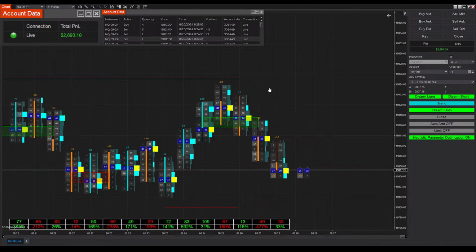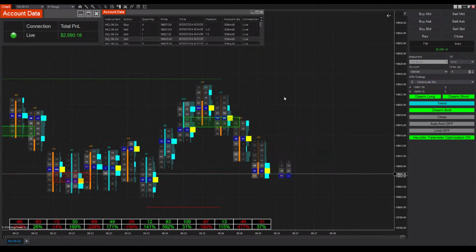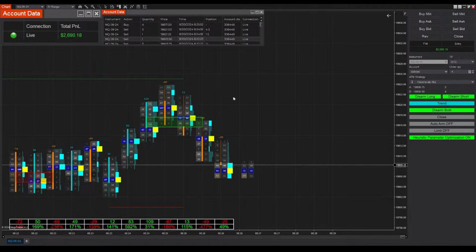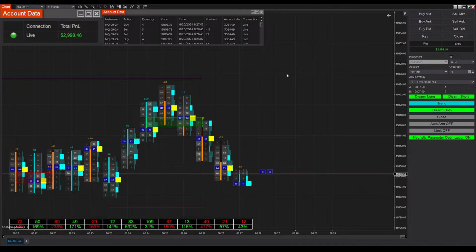Swapping to trend again, you can see just how temperamental NQ is in terms of trading it. Just got put into a short position there. Let's back up to our break even. And we ended up winning it.